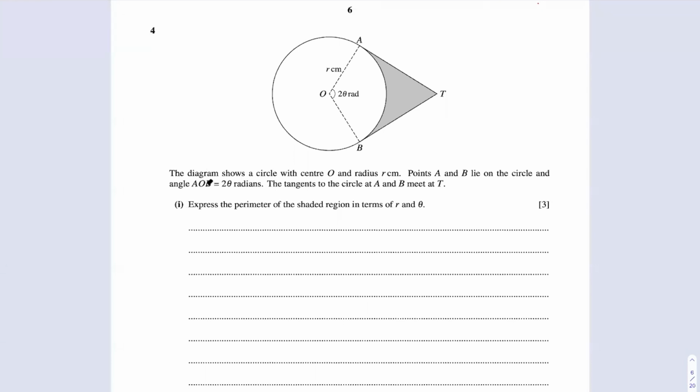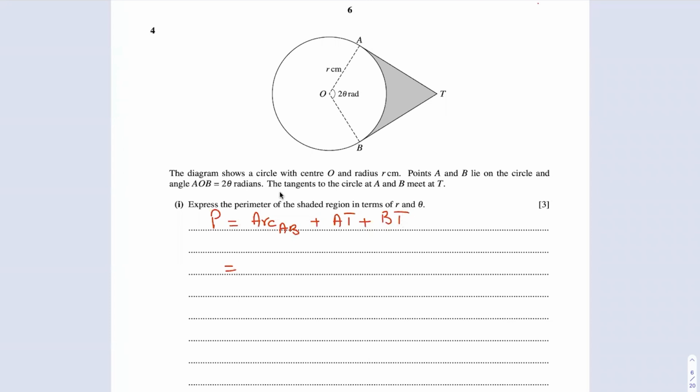In question 4, we have a diagram which shows a circle with center O and radius r. Points A and B lie on the circle and angle AOB is equal to 2 theta. We have to express the perimeter of the shaded region in terms of r and theta. So first we know that the perimeter of the shaded region consists of the lines AT, BT and the arc AB. So we can write that perimeter is equal to arc AB plus the line AT plus the line BT.